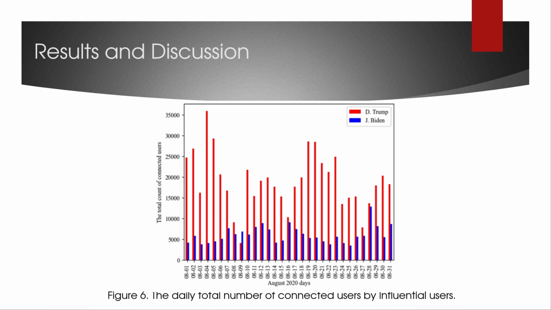For connected users who neutrally reply to the influential users' tweets and can be considered as users who were aware of what the influential users had posted but neither trusted nor distrusted them, Donald Trump had more connected users than Joe Biden throughout the analyzed period. As shown in Figure 6, Donald Trump managed to reach 35,000 connected users on some days. For his part, Joe Biden's connected users did not exceed 10,000 users.